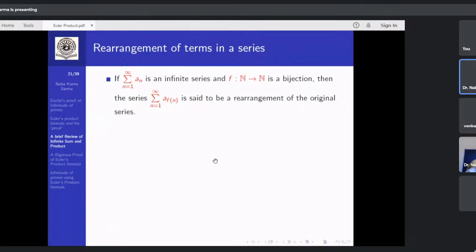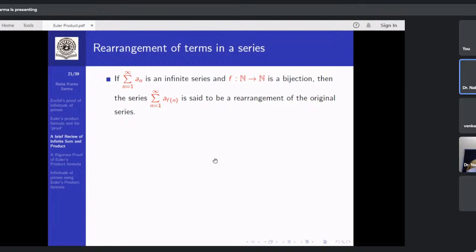So let's move to another important part of the series, what is called the rearrangement of series. So what is a rearrangement? Suppose you have a series a_n, then you have another one-to-one map f. Then you reshuffle the terms of the series according to that map f. So a_n is replaced by a_f(n). What is f? f is a bijection from N to N. So basically rearrangement is what? You are allowed to reshuffle the terms, but you cannot repeat the terms. One term has to be used only once.